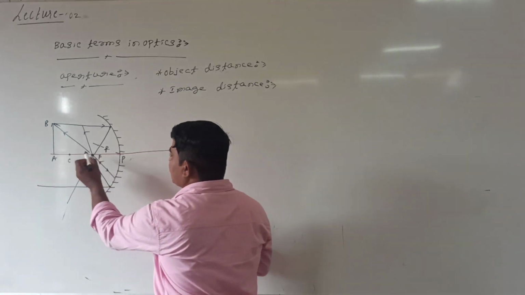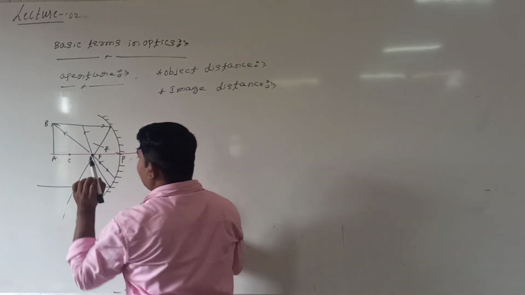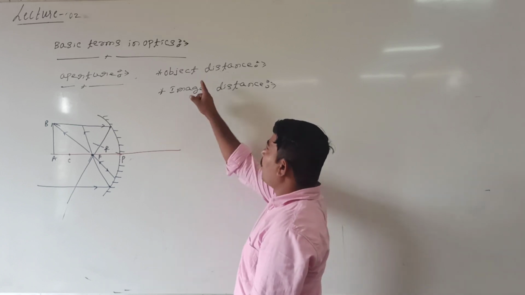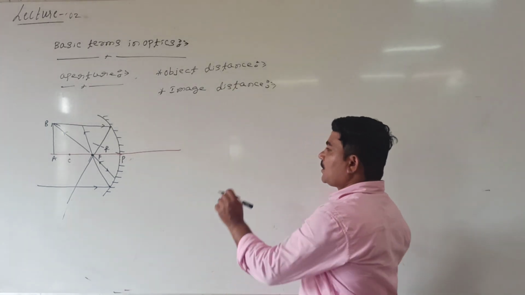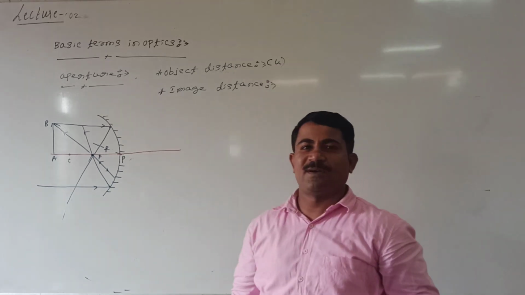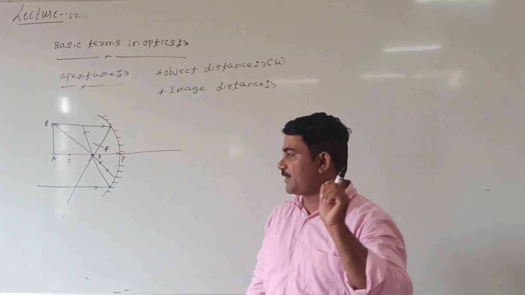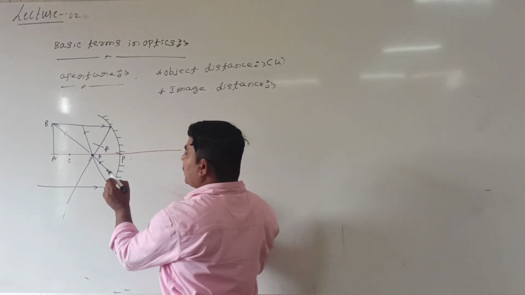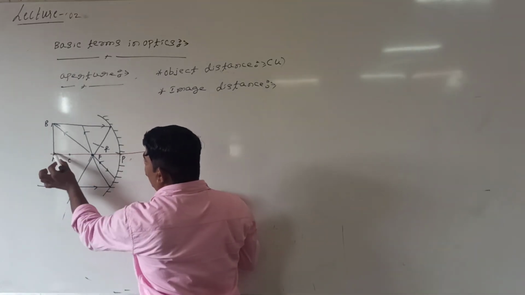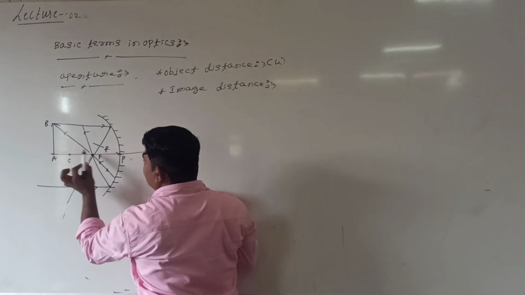The distance between pole and center of curvature I can call the radius of curvature. What is object distance here? The object distance can be represented by U. What is object distance? The distance between pole and object is called the object distance.